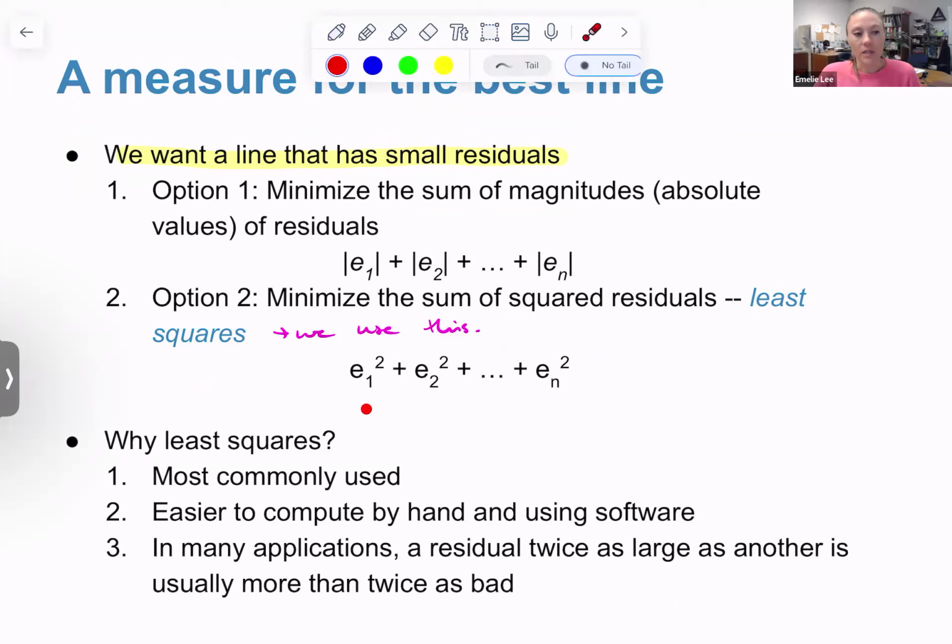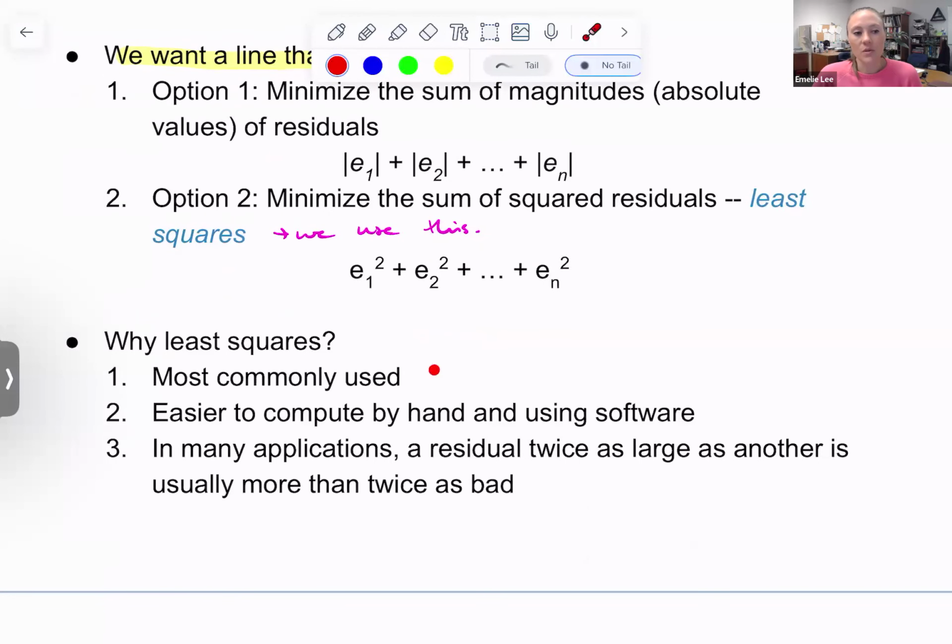And so we're going to minimize the sum, so adding up all of the squared residuals. And we use it because it's the most commonly used. It's easier to compute, which was, of course, a huge selling point before computers, right? And so that would be nice. And it has this added benefit that if I have a large residual, then if I square it, it becomes even larger.